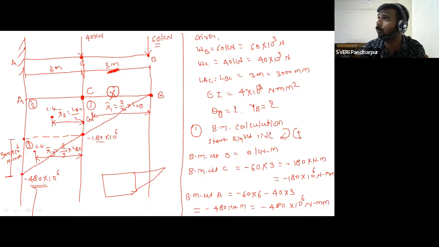So for that purpose we have to read the statement carefully and check at which point we have to calculate the unknown parameters. Okay, now you are able to go for the BM calculation, the bending moment diagram, and after that we have to divide the BMD into the standard cases. Okay, now we'll calculate the slope.